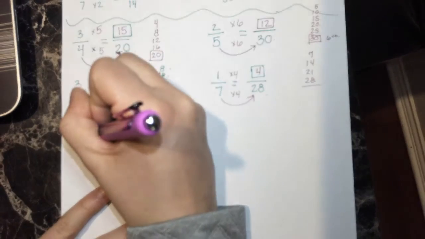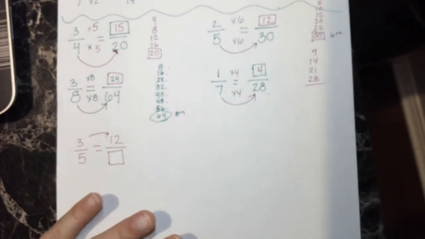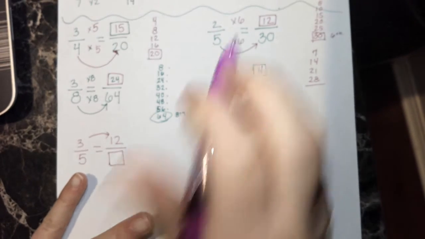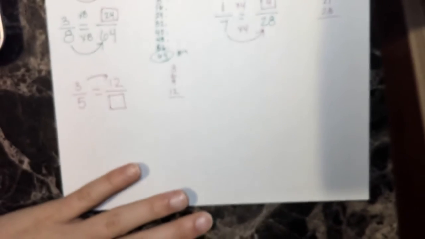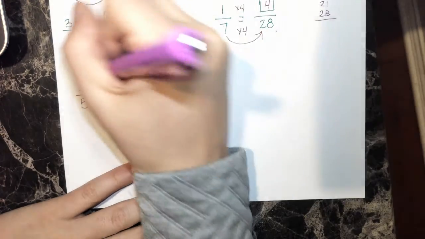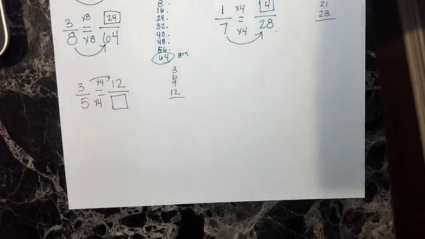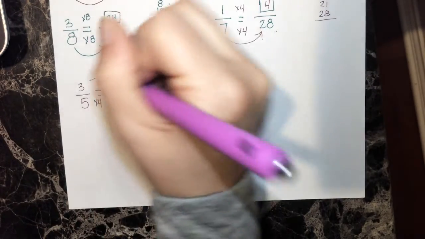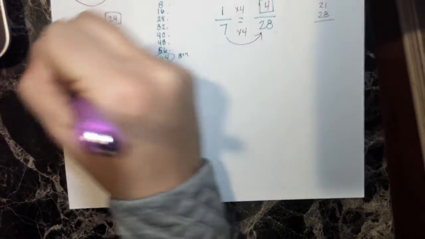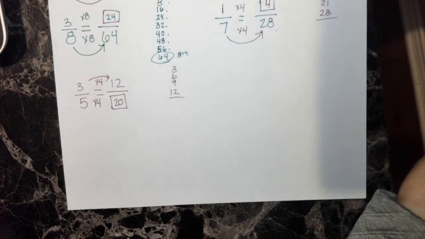Hopefully you found it. If not, you're finding how do I get from 3 to 12, which we should all know. In case we don't, you would list your multiples: 3, 6, 9, 12. That is your fourth number down. There we go. That means your multiplier is 4. And it means you do the same on the bottom. Okay? And 5 times 4 would be 20. So 3/5 is equivalent to 12/20ths.